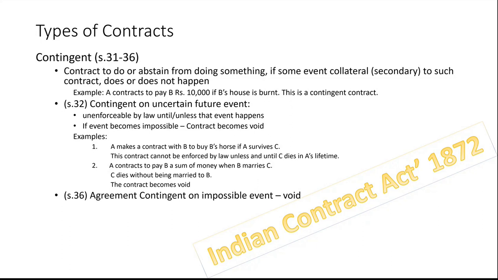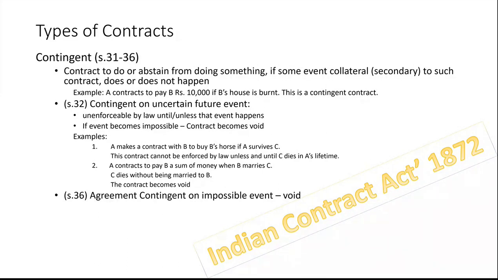Agreement contingent on impossible event. As I just said, it's void ab initio. Void also has an extension, which is called void ab initio. Initio comes from initial. A contract is void ab initio when since starting it is void. There may be two instances: I made a void agreement, so it is void ab initio, from day one it's void. Or I may make a valid agreement, but in future it becomes void because of anything I do, unlawful consideration, unlawful object, I change anything, it becomes void. That contract will be void. So void ab initio is since starting it's void.